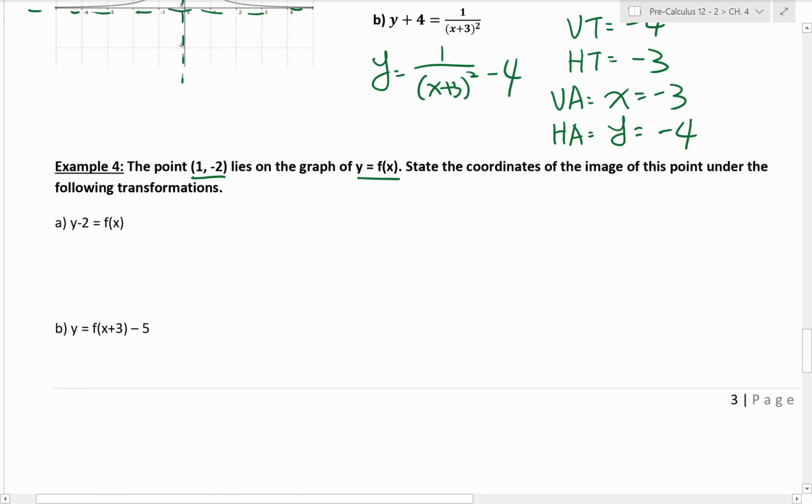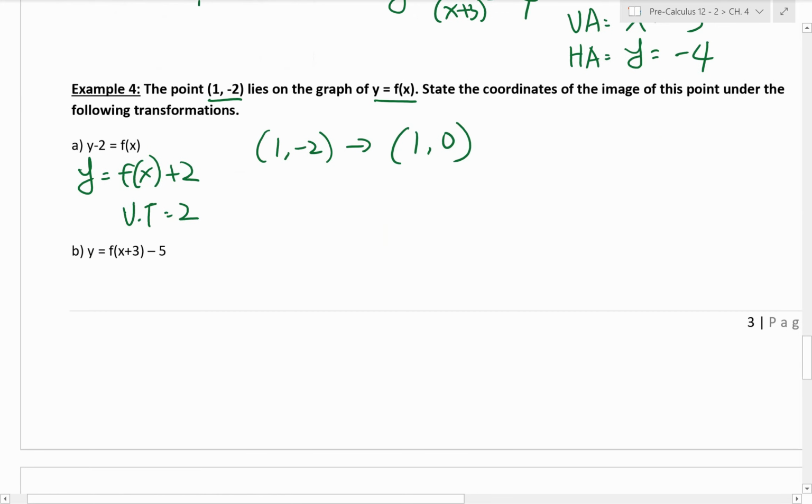Well, again, first step, I should move the negative 2 to the right. So this becomes f of x plus 2. This means vertical translation by 2. That means (1, negative 2) will become (1, 0) because I just need to add 2 to the y value. Okay, hopefully that makes sense to you. This is written in the form that we like already, so that's perfect.